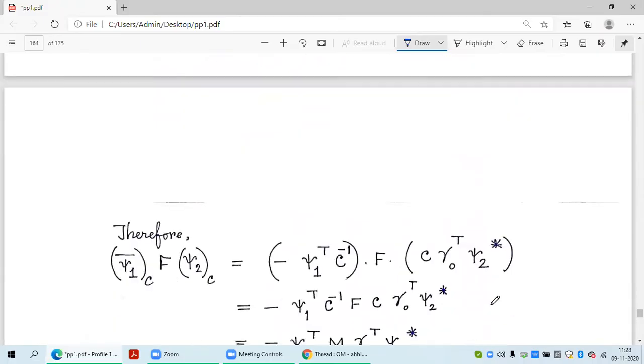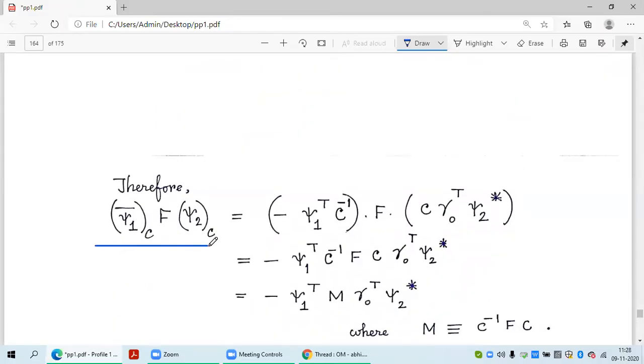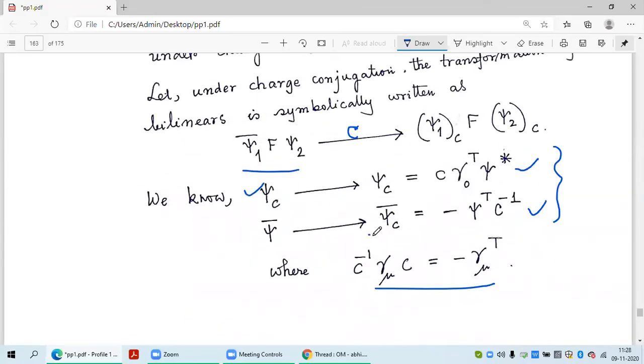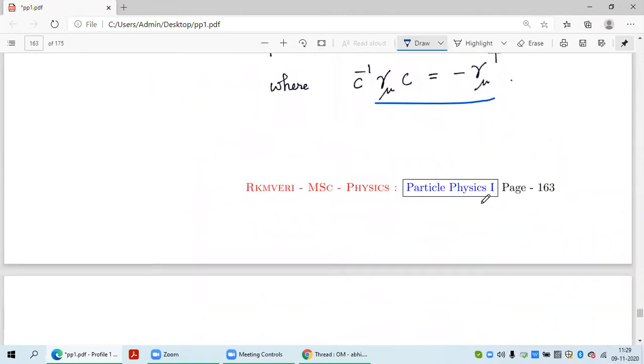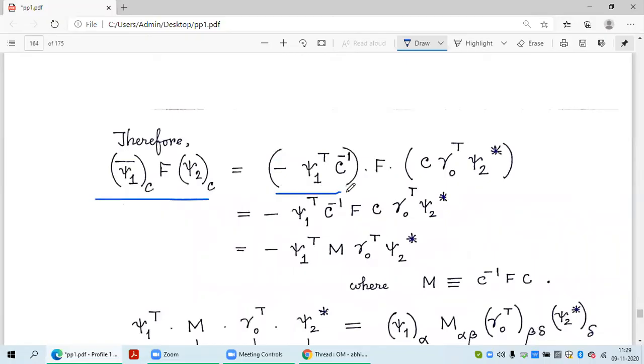Now let's write this object. In place of psi1 bar, I have used this relation. This is psi bar, and for psi I have to write this. I keep F as it is because F is a constant matrix, with no particle interpretation, therefore charge conjugation will not do anything. And for psi2 I have written this. Always note psi1 and psi2 in the proper place.